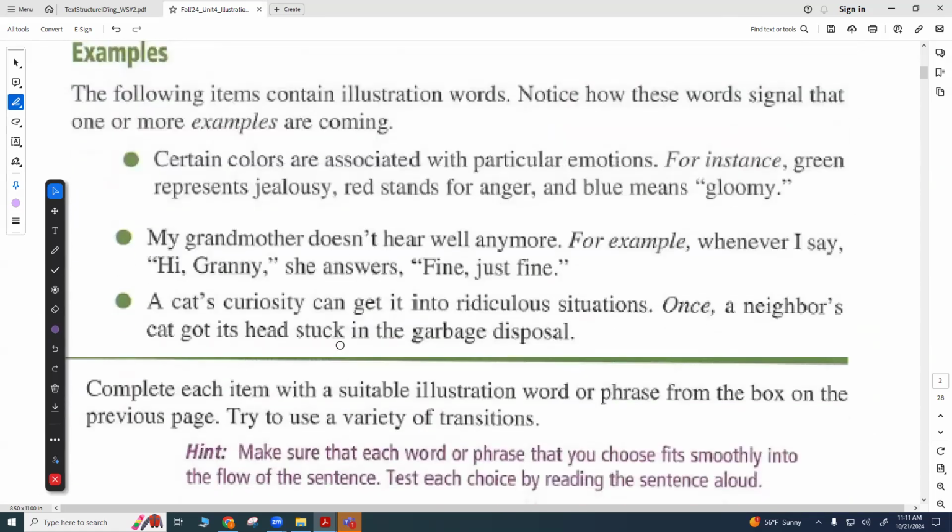Okay, so let's look at some example sentences. Remember, we always start at the sentence level, connecting two sentences together. Because what sentence one says, if we're connecting it in the middle, then we know what's to follow. This is setting it up, and then we're going to follow it with a specific example. Certain colors are associated with particular emotions. For instance, green represents jealousy, red stands for anger, and blue means gloomy.